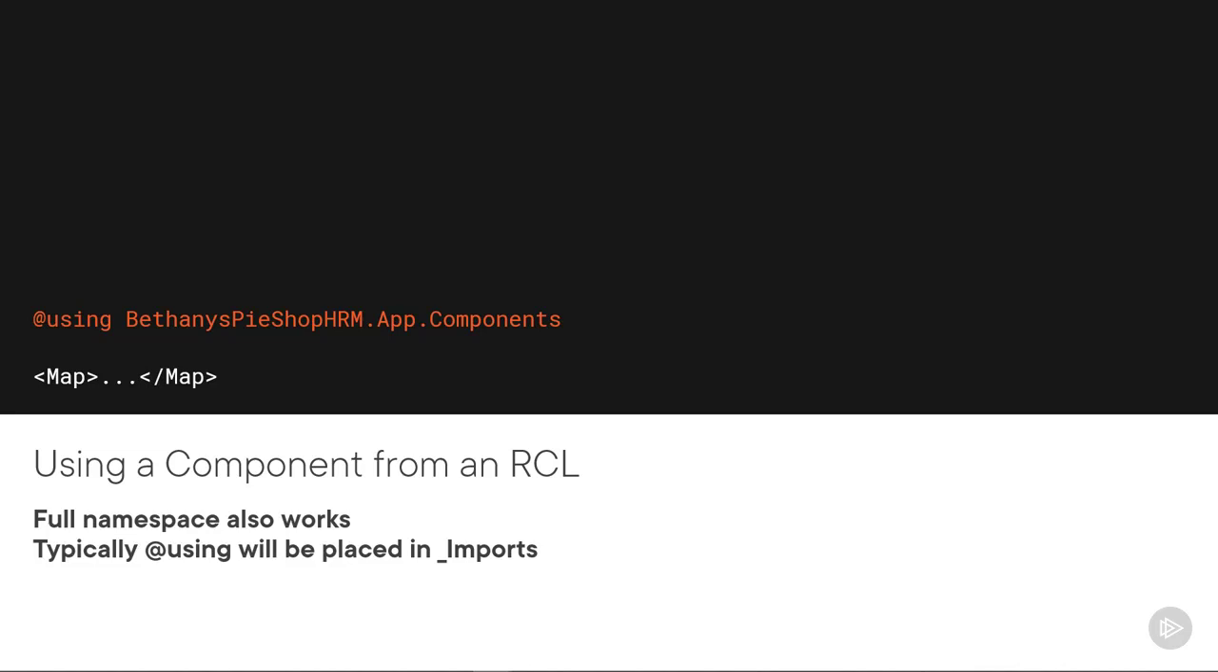Apart from adding a reference from the main project to a Razor class library, when we use the component, we need to add a using statement where we are using it. We can add it directly in the file, in the component, but if the component is again used in multiple other components, it might be better to add a using statement in the imports. I hope you remember doing this makes the namespace available throughout the entire application. It's of course also possible to use the fully qualified namespace.